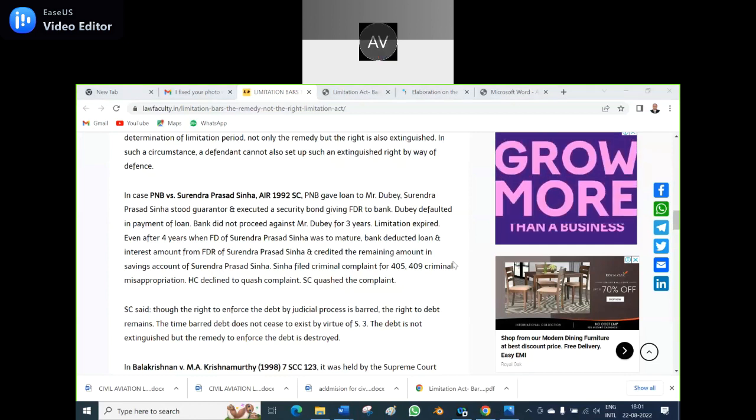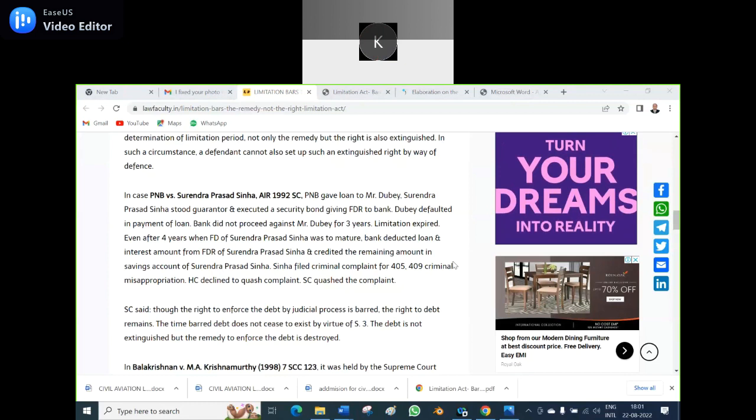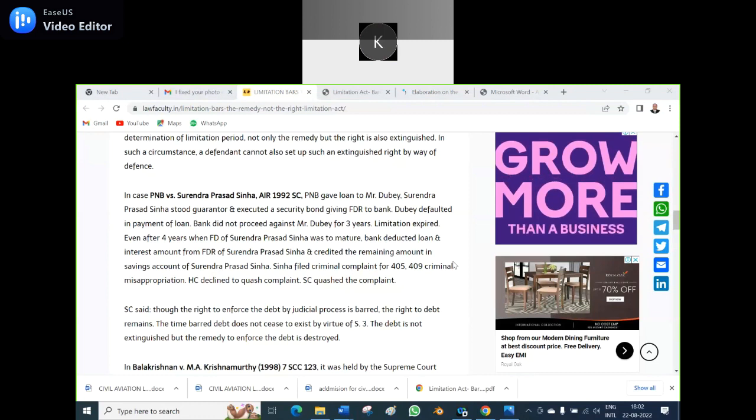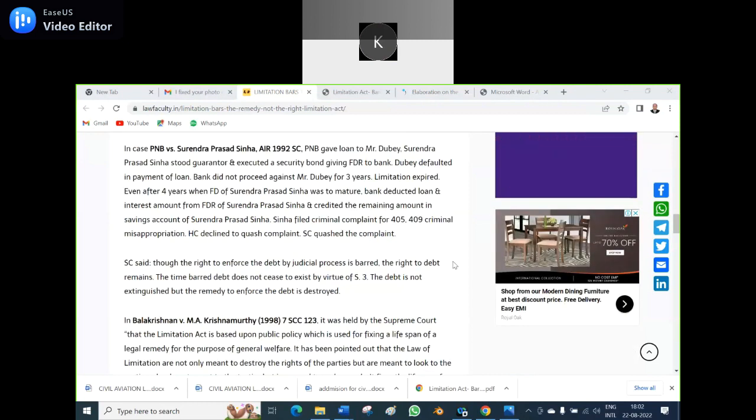Okay. Dubey defaulted in payment of the loan, and the limitation period was also over, and the bank could not collect the money from Dubey. However, Surendra Prasad Sinha's FDR was with the bank, and from that FDR it recovered the money which was due from Dubey because he was the guarantor.